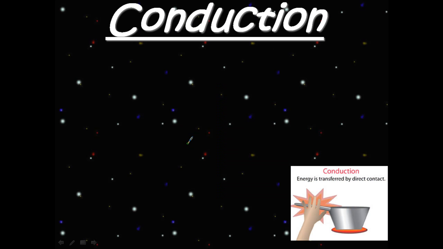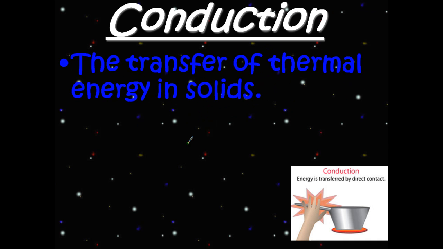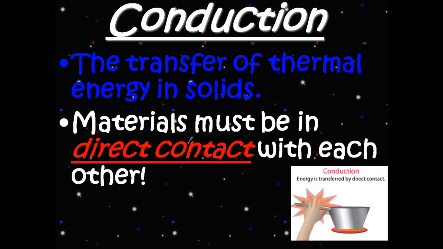So we're going to talk about conduction first. It's usually how energy is transferred in solid objects. So when we're talking about conduction, materials must be in direct contact with each other. So this pan's hot, your hand touches that hot pan, your hand's in direct contact with that handle. The energy that's going to be transferred to your hands is because of conduction. So it's got to be direct contact, got to be touching. So direct contact, conduction.